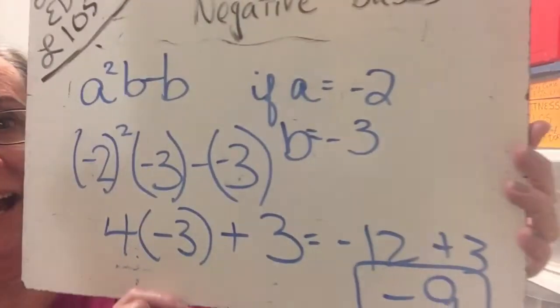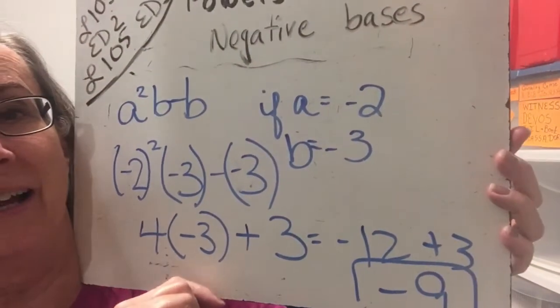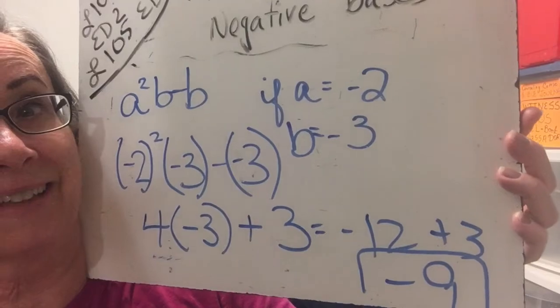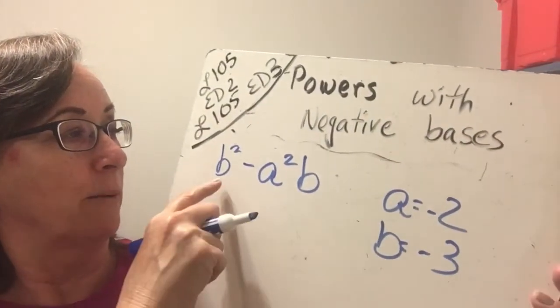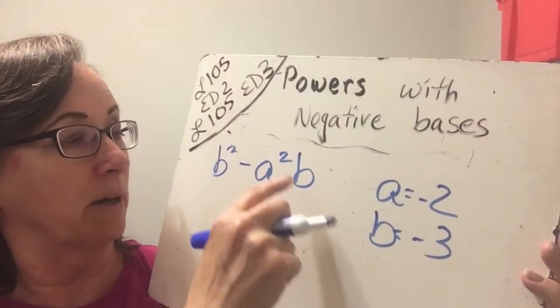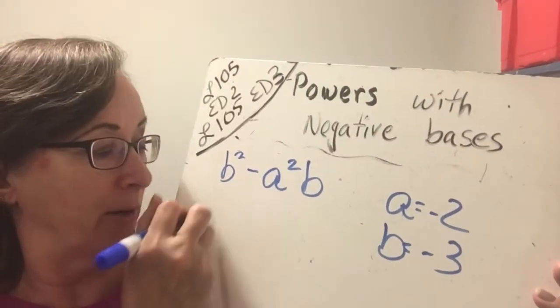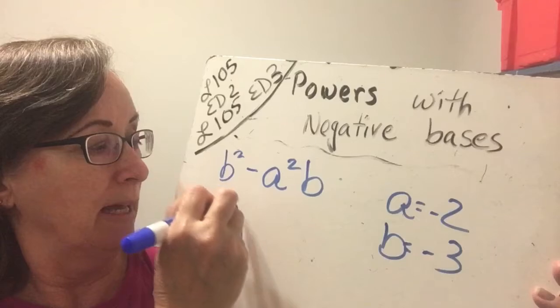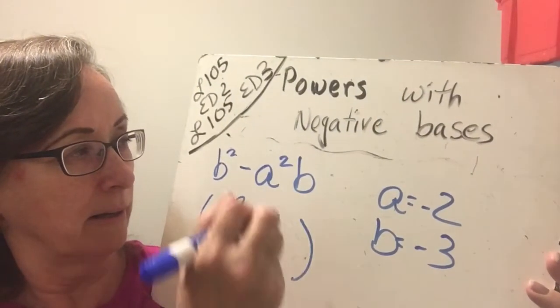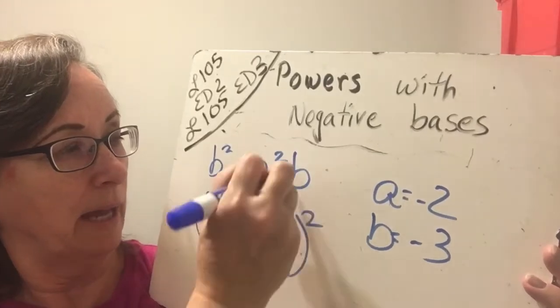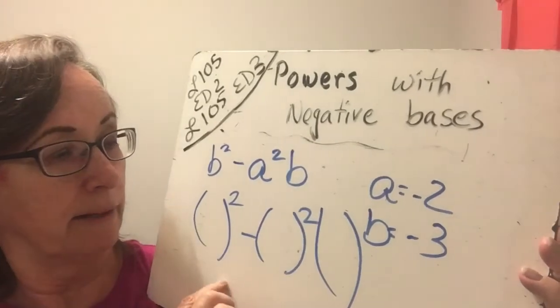And now we have one more little practice to go. This is our last practice. So here we have b squared minus a squared b. Every time we pull out a variable, we put a parenthesis. B squared minus a squared, squared, and b. Here's our skeleton.